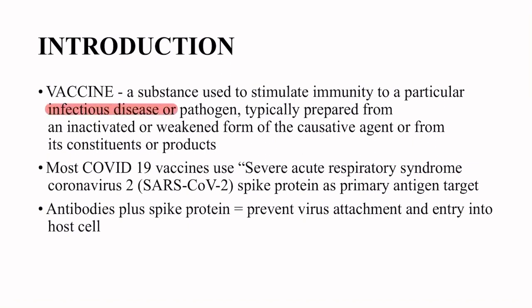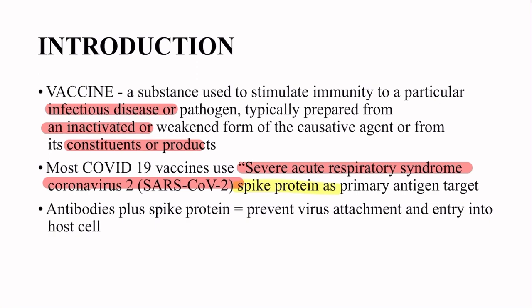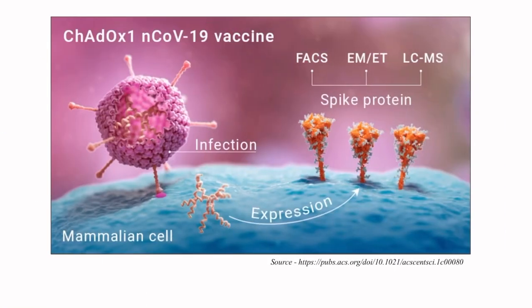In this case, it is COVID-19, typically prepared from an inactivated or weakened form of the causative agent or from its constituents. Most of the COVID-19 vaccines use the SARS-CoV-2 spike protein as a primary antigen target. Antibodies, when they bind to the spike protein, prevent the virus attachment and entry into the host cell. This graphic shows a variant of the COVID virus and it shows the spike proteins.